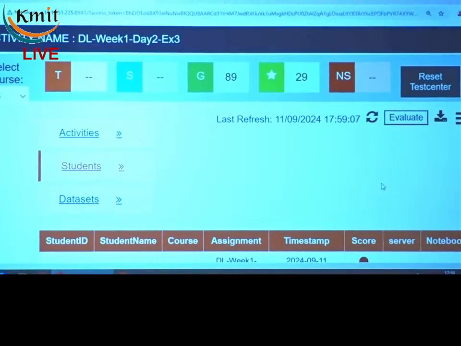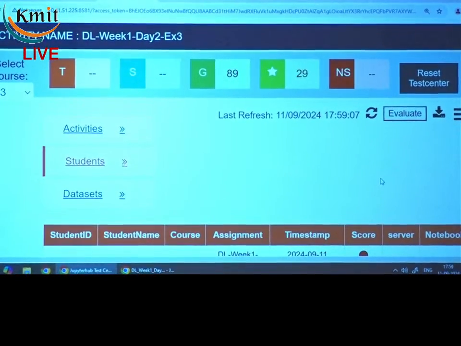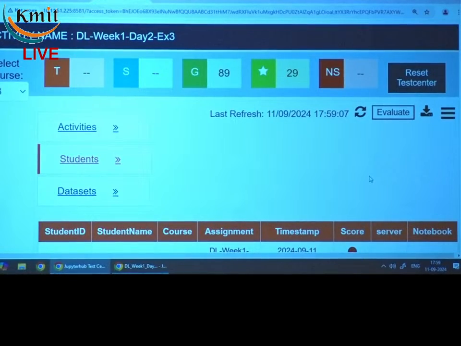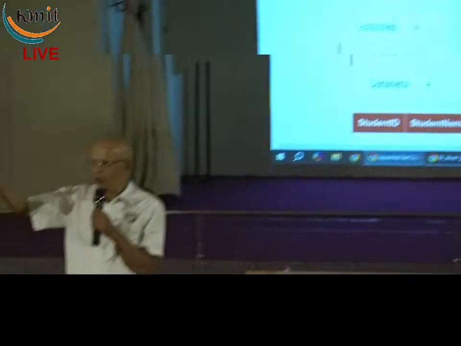Come on, do the computation. The equation you know: O is equal to N is equal to W1 x1 plus W2 x2 plus B.